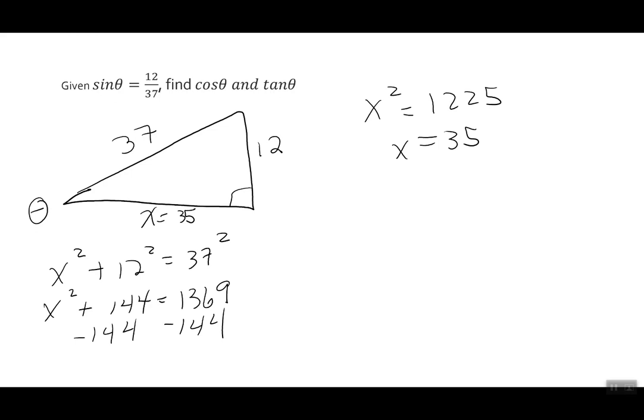Now that I can see all three sides of my triangle, I'm ready to figure out the cosine of theta and the tangent of theta. The cosine of theta says to take the adjacent, which is 35, divide by the hypotenuse, 37, and then the tangent of theta is the opposite, 12, over the adjacent, 35.